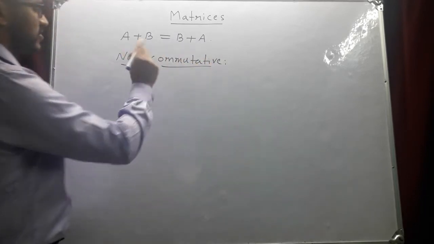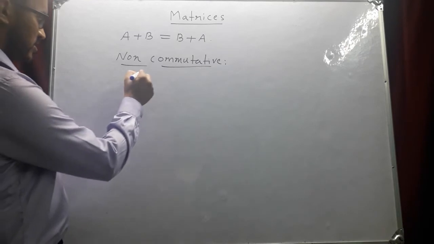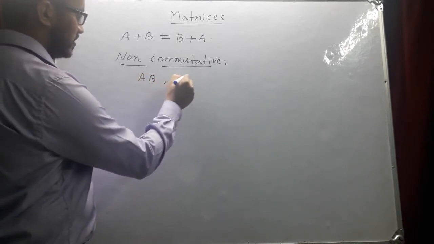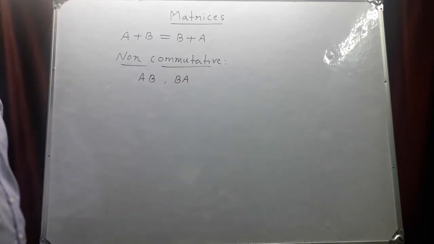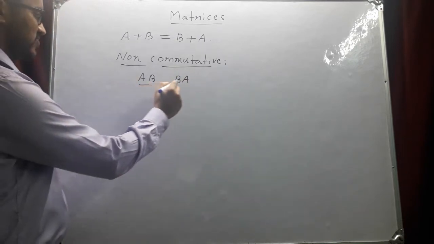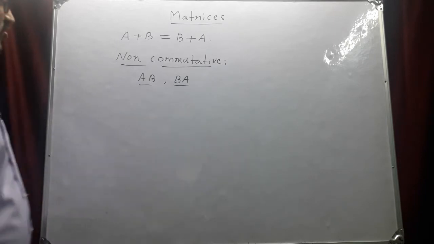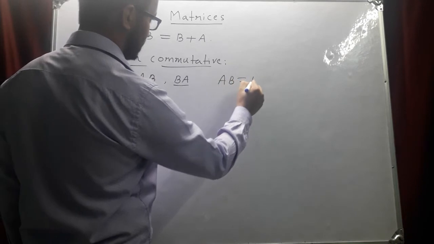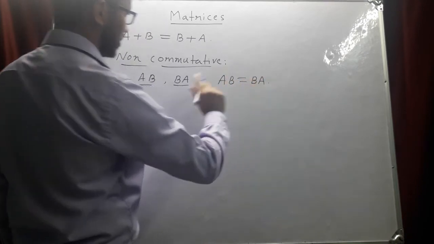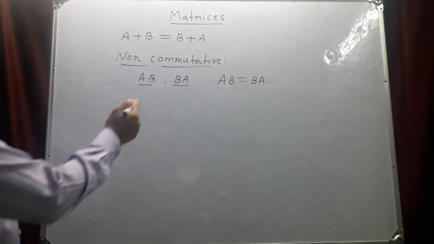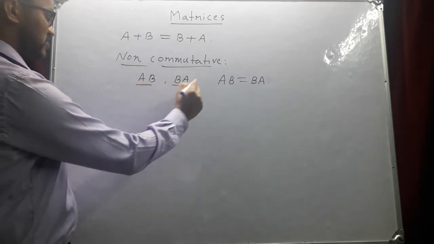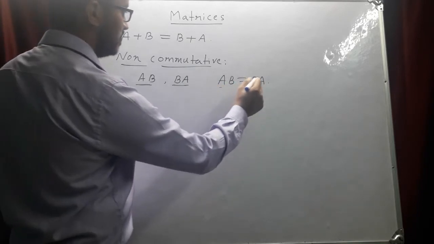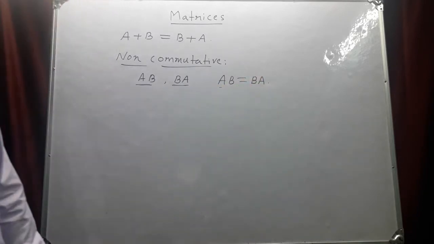So that is, for any two matrices, suppose AB as well as BA is defined, that is we can find the product AB as well as BA. So it is not necessary that AB should be equal to BA. If you take any two matrices A and B such that we can find the product AB as well as BA, then it is not necessary that AB should be equal to BA.